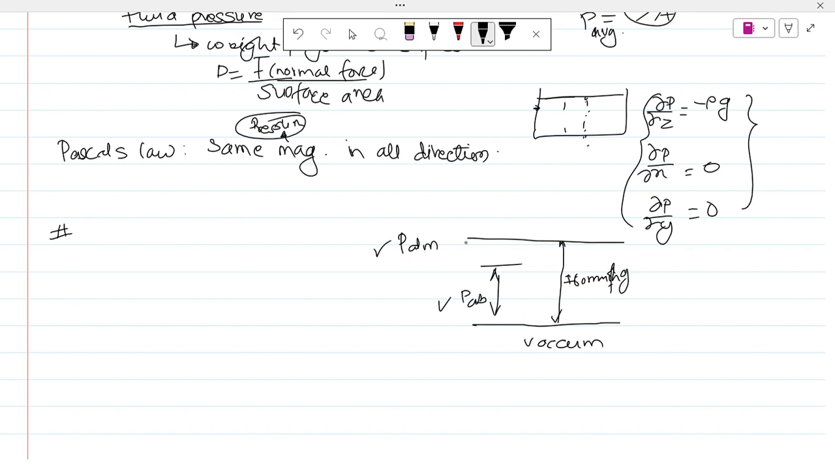And pressure measured relative to atmospheric pressure, if it is higher than atmospheric pressure, is known as gauge pressure. If it is lower than atmospheric pressure, measured relative to atmospheric pressure, it is known as vacuum pressure, or simply negative gauge pressure. So these are the concepts of pressure: gauge pressure, vacuum pressure, negative gauge pressure, absolute pressure, and atmospheric pressure.